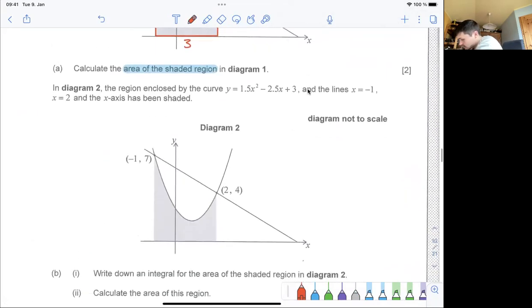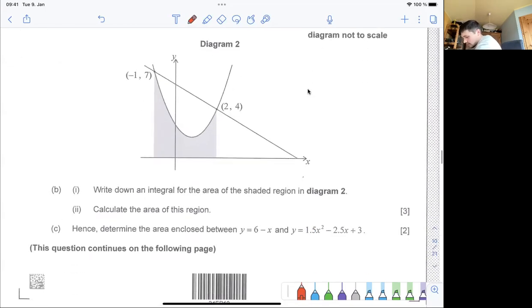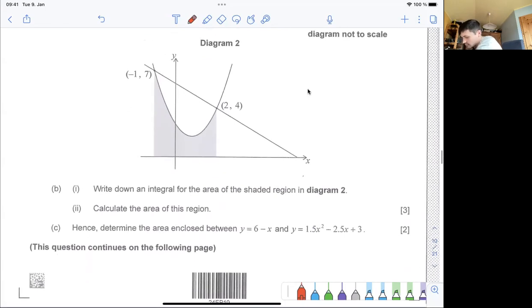What have we got? In diagram 2, the region enclosed by the curve y equals 1.5x squared minus 2.5x plus 3, and the lines x equals -1 and x equals 2, and the x-axis has been shaded. Part B1: write down an integral for the area of the shaded region in diagram 2. So that's the area between the x-axis and our curve 1.5x squared minus 2.5x plus 3, and then between these lines, x equals -1 and x equals 2.